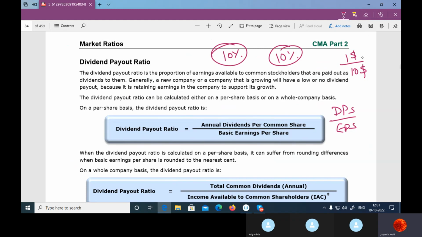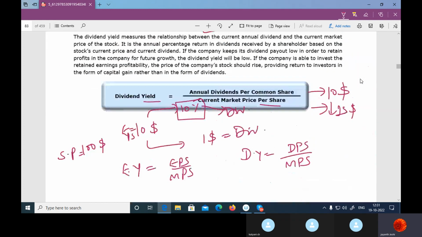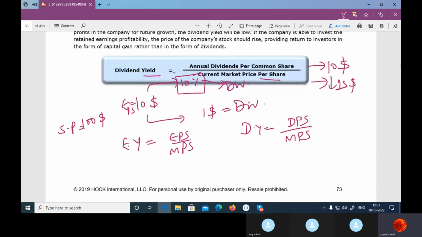10%. Correct or wrong? Isn't it so? 10 into 1 is 10, so 10% is your dividend payout ratio. Dividend payout ratio is nothing but: out of $10 of EPS, I am paying $1 of dividend. That is 10%. Finished. That is the dividend payout ratio. So this also got covered.